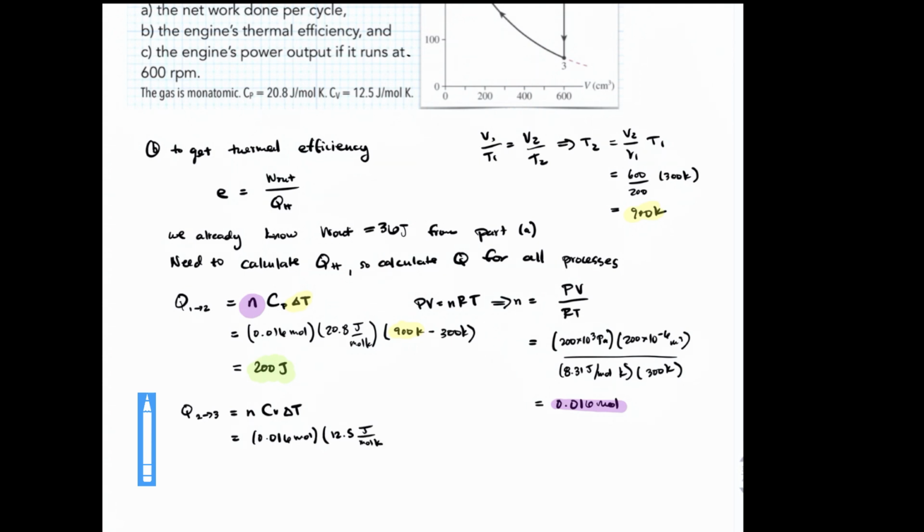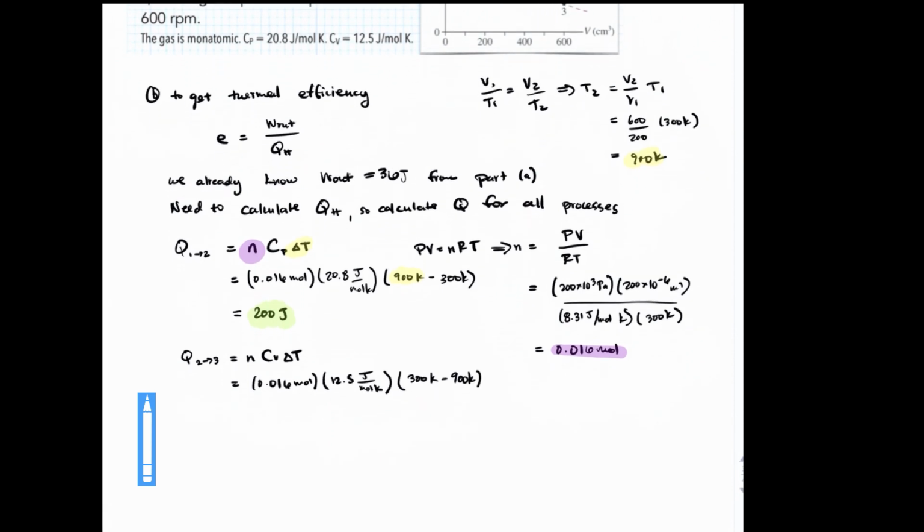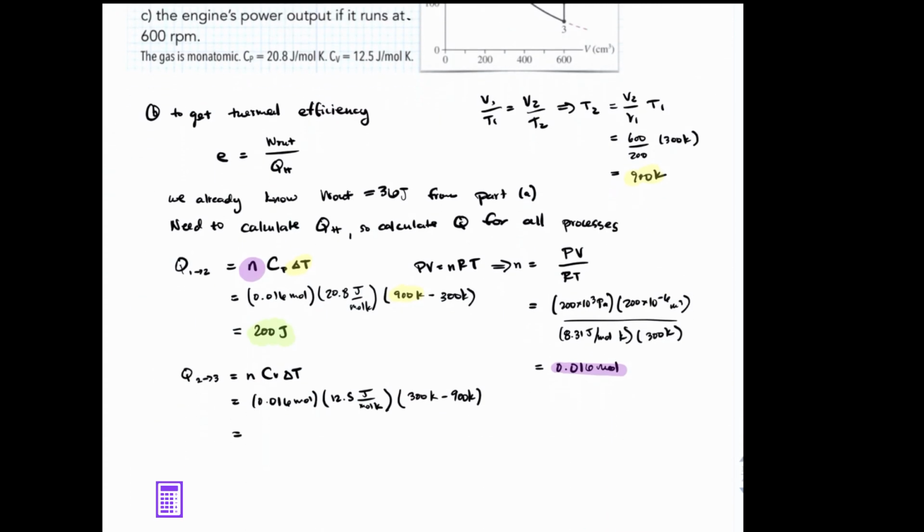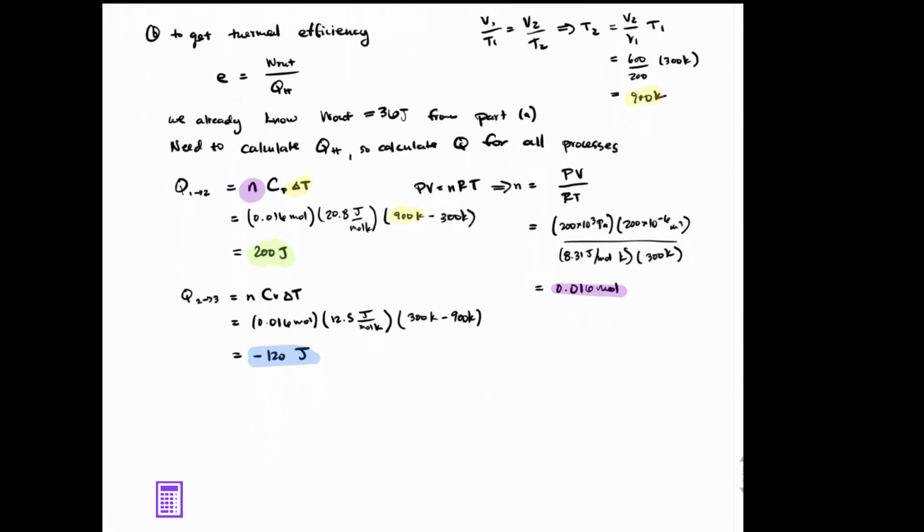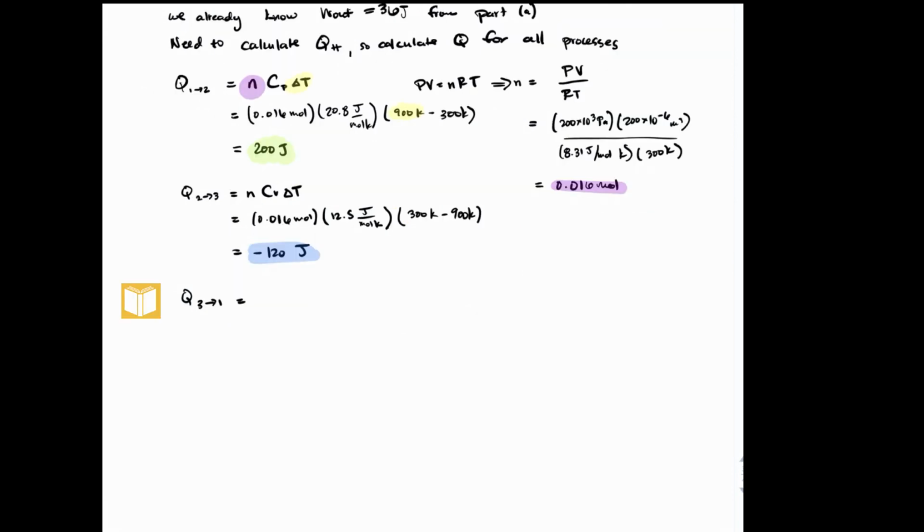And then we're going to have our change in temperature going back to our isotherm. So now it's 300 minus 900. So you're going to see this is going to have heat going out of our system. It's got to be negative because of the way that we have this set up. So we're going to get negative 120 joules. That would not be considered part of QH. QH is all of the heat going into the system. This is heat going out of the system.